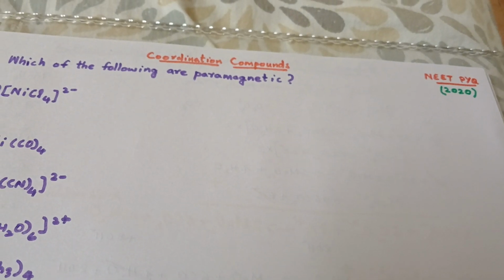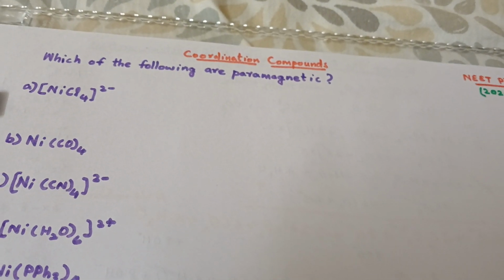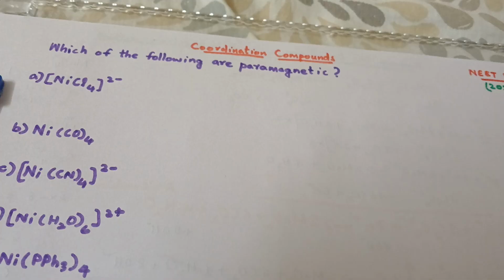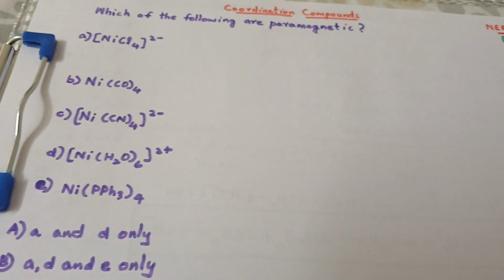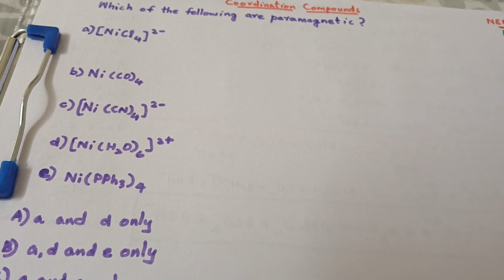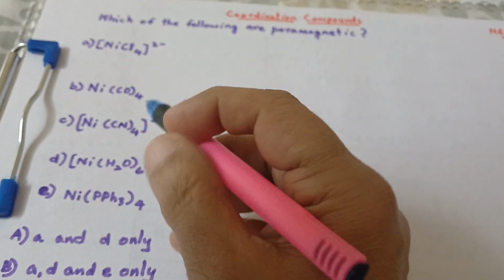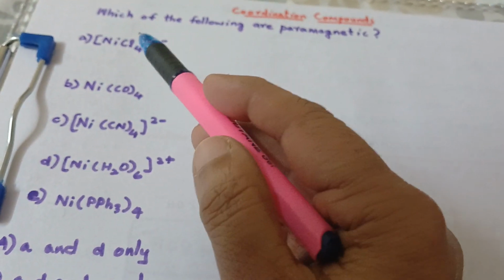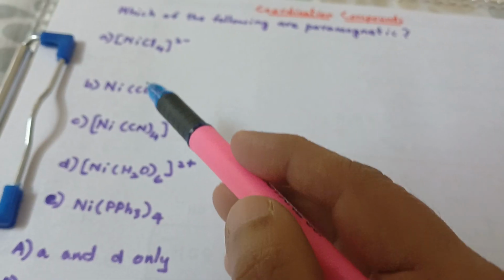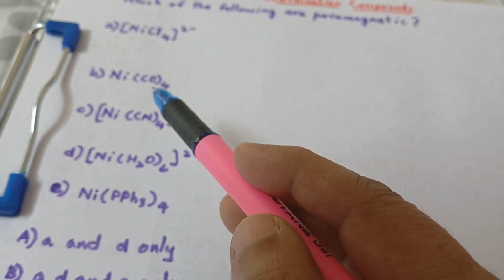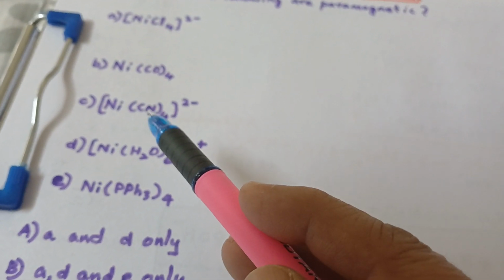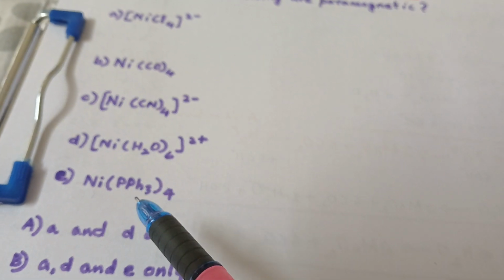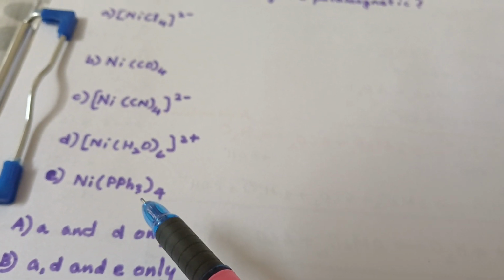A NEET 2020 question from coordination compounds. Which of the following are paramagnetic? 5 compounds are given. In each of these compounds, you can see that nickel is the central metal atom. Then we have the ligands: chloride, carbonyl, cyanide, water, and triphenyl phosphine.